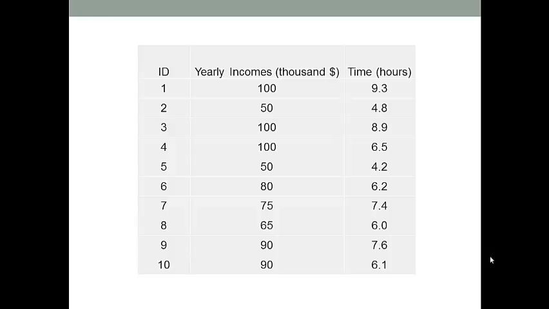This table shows the 10 users' responses to Joe's question. We give each user an ID number, and then we record how much he can get as the yearly incomes and how long he spends on our mobile app every week. For instance, the first user, ID 1, got $100,000 as a yearly income, and he spends averagely 9.3 hours on our mobile app every week, and so on and so forth. Now I want to show you how to estimate the values of B0 and B1 by using the software Excel.